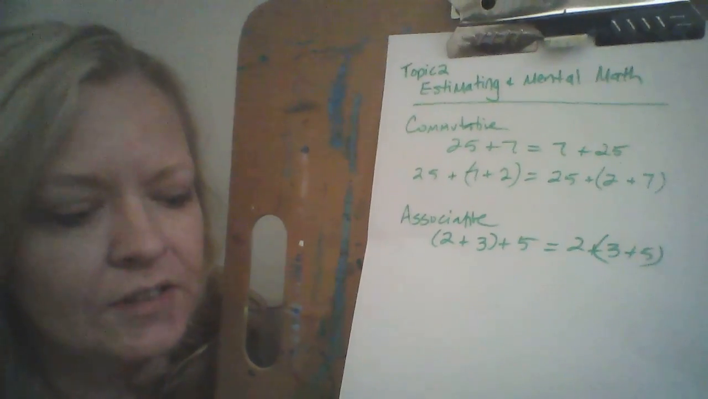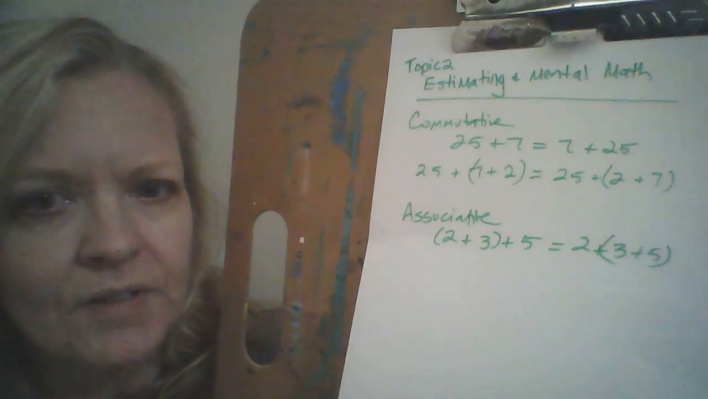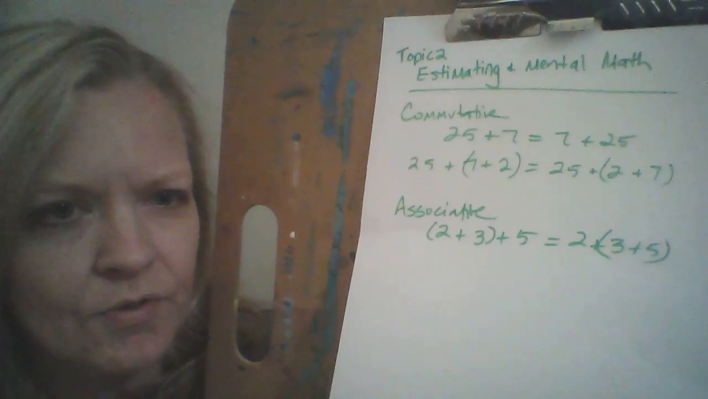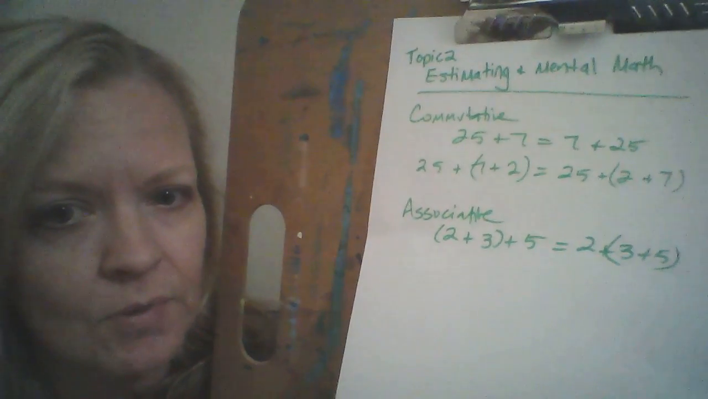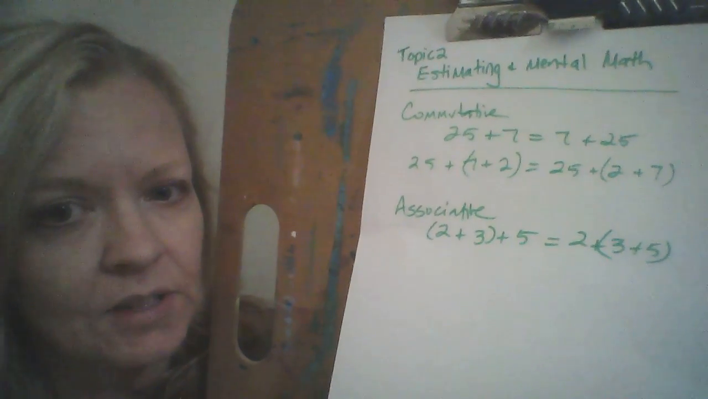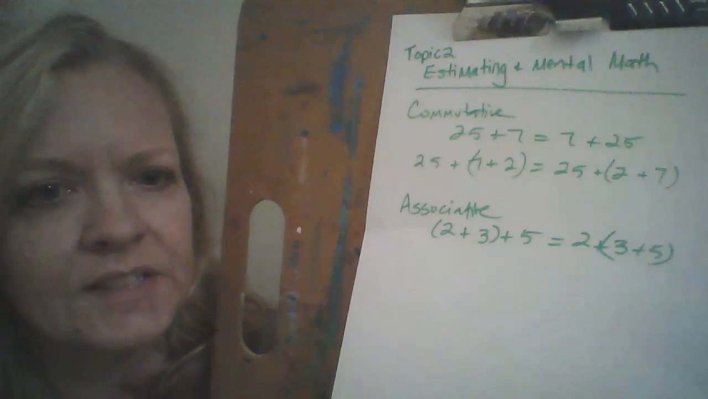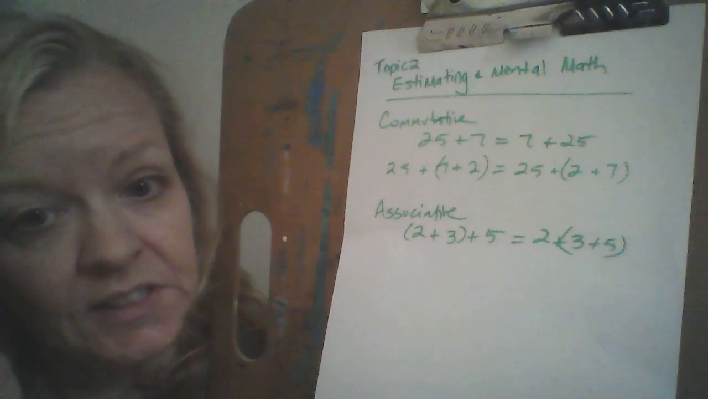In the next lesson, you're going to be learning how to use mental math strategies. We will start, and there's different vocabulary for that. There's something called compensation and compatible numbers. All that basically means is use easy numbers. I'm going to give you some examples of that in the next lesson. But as far as your properties, this is all there is to it.